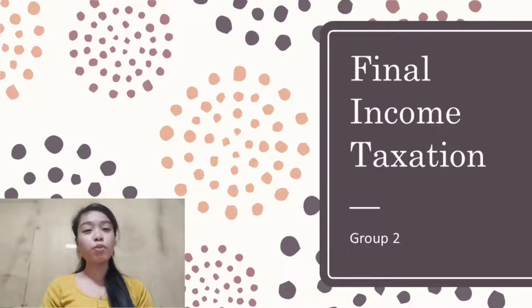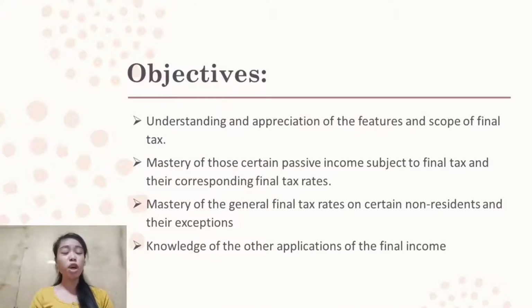We are Group 2 and we're going to tackle Chapter 5, which is the final income taxation. But before that, allow me to give a short overview and objectives for this chapter. So Chapter 5 talks about the features of final income taxation, the items of gross income, as well as the class of taxpayers subject to final income tax.